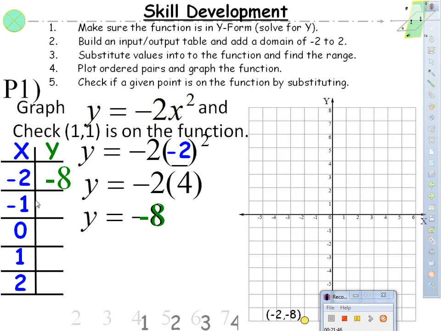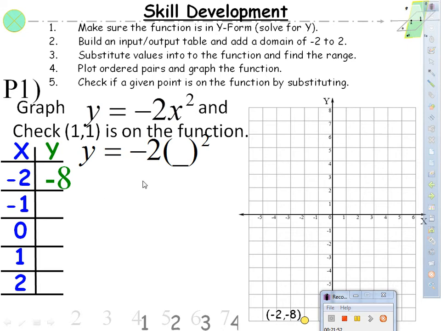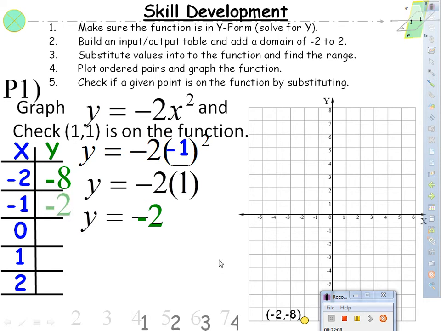Okay. Next value. Negative 1. Substitute that in there. So what is negative 1 times negative 1? Positive 1. So what is 2 times 1? Negative 2 times 1, that's negative 2, and that goes right there. Just graph that. Negative 1, negative 2 goes there. Label it.